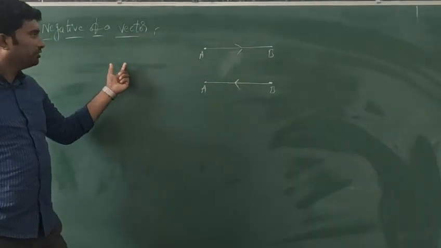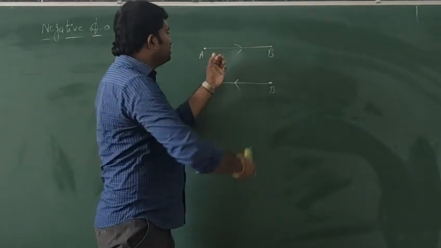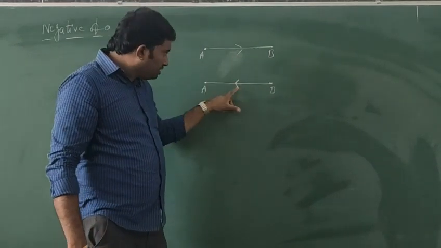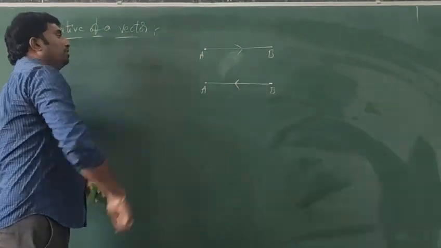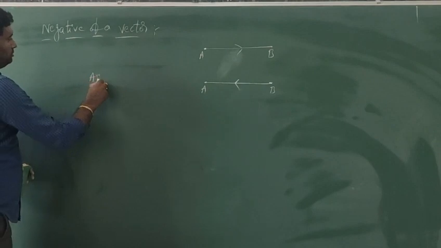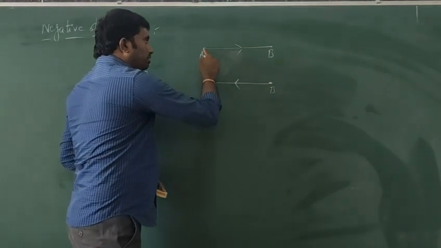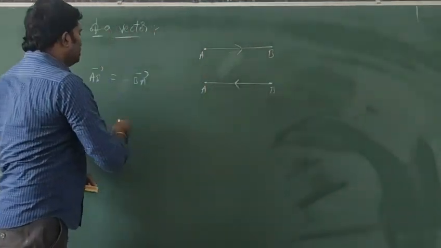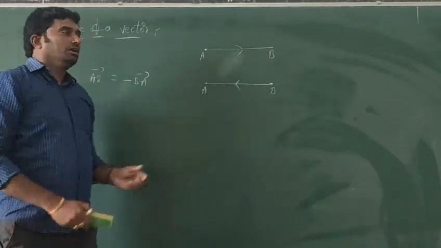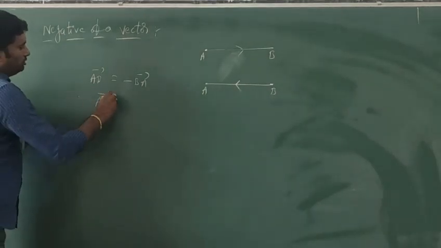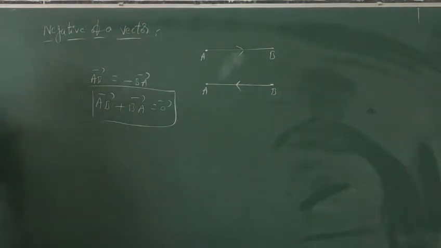So what is the definition of the negative vector? A vector whose magnitude, that means length, is the same as that of the given vector, but direction is opposite to the given vector. It is called the negative vector of the given vector. Here AB bar has direction from A to B, but here the direction is from B to A, and here we will write minus. Here minus indicates the opposite direction of this vector to the given vector. Therefore, AB bar plus BA bar is equal to O bar.